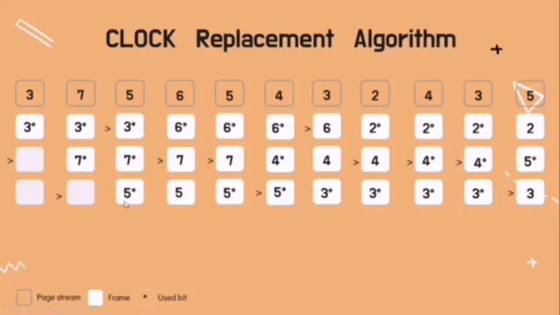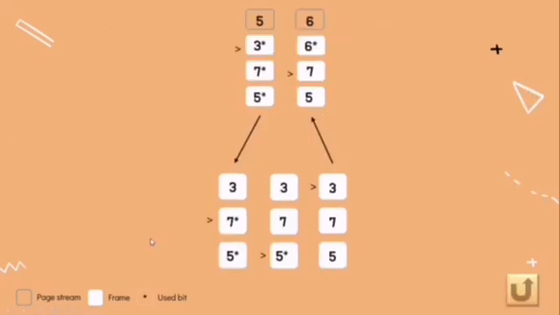Next, number 6. Since all the numbers have the use bit, number 6 cannot replace them. So this is how we do this. So this is the step. If an attempt to replace a frame with a use bit is made, the frame will lose its use bit and the arrow pointer will move to the next frame.